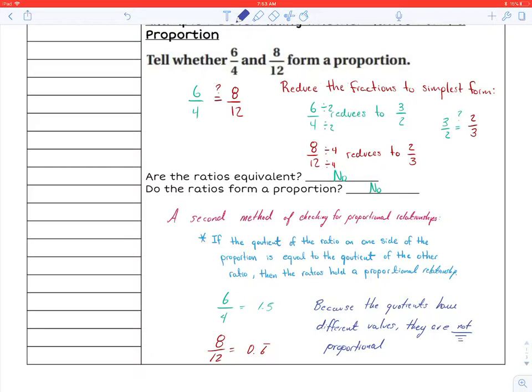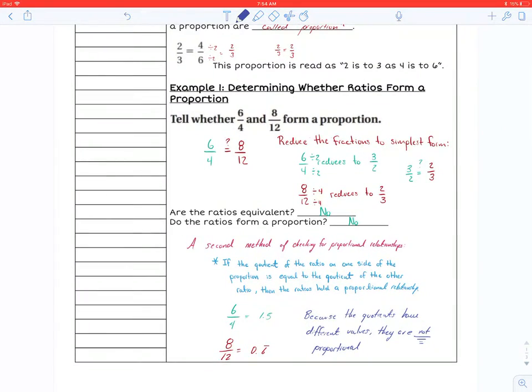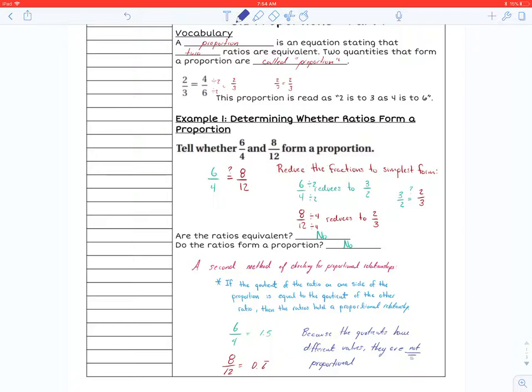So that's just a second method of doing it, and the reason I wanted to present this method is if you get a fraction that you cannot find the simplest form for, but you know how to divide the numbers, then you can at least check that way. If you get confused on the simplifying or reducing, then you can always divide the numbers and determine whether they're proportional in that method. So we've discussed two methods. Reducing the fraction to simplest form, that was our first method, and then our second method is dividing, or determining the quotients of both of the ratios.